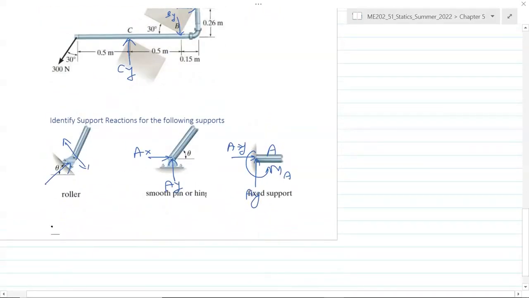Oftentimes, this roller can also be drawn like this, just one round roller. Okay, so this and this are the same. There are 2 different ways of drawing a roller. But the pin is very clear. When we draw a triangle like this and a circle, that's the pin support, which allows the object to freely rotate, but it does not allow any translation. And that's the fixed support.